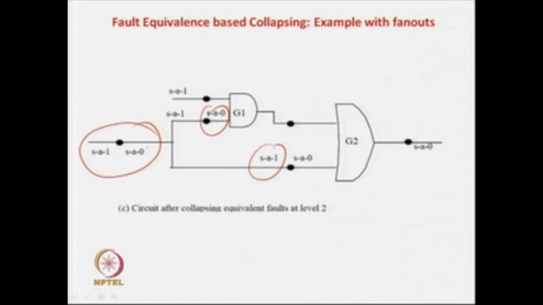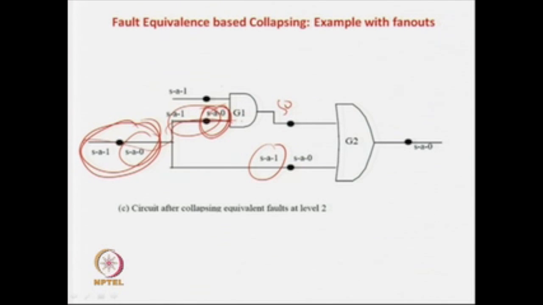So you can say that this stuck at 0 fault and this stuck at 0 fault are almost equivalent kind of a thing, and we could have eliminated them because this is the input to this AND gate, and in an AND gate a stuck at 0 fault here, here, and here can be merged. But you know that this line and this line are independent in fan out. If this is a stuck at 0 fault, this line will be affected.